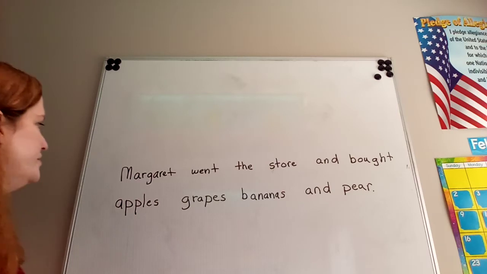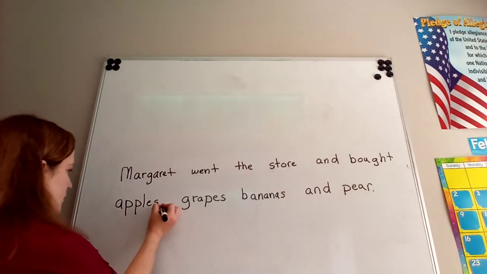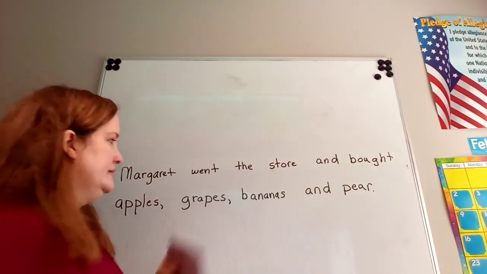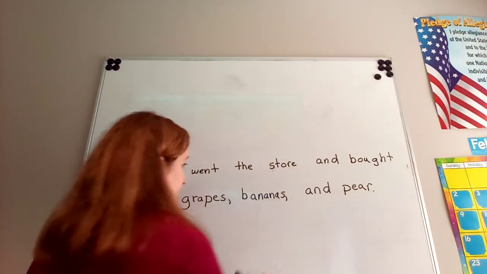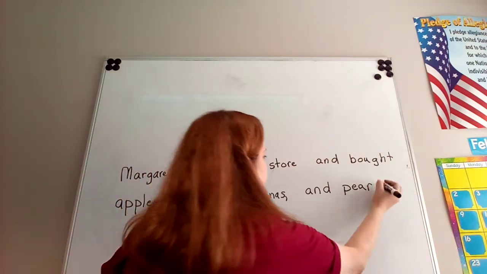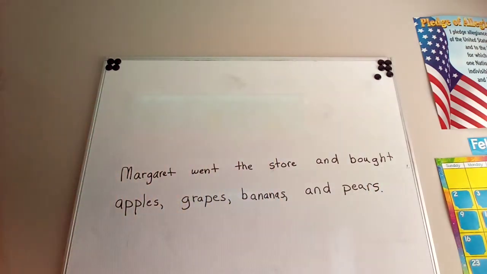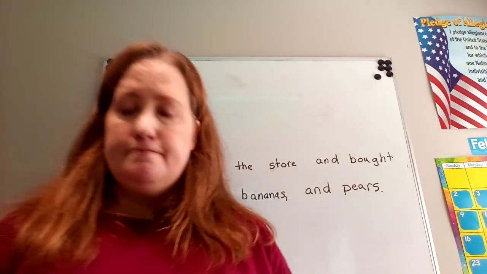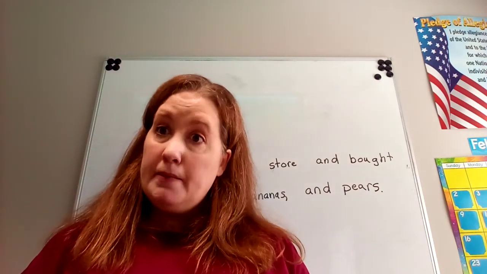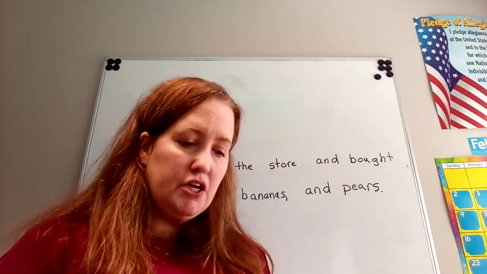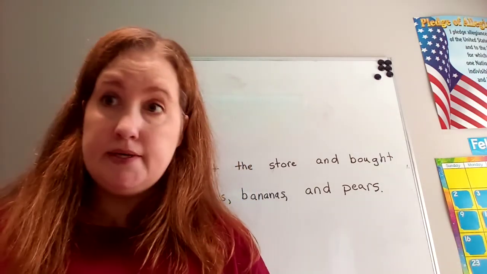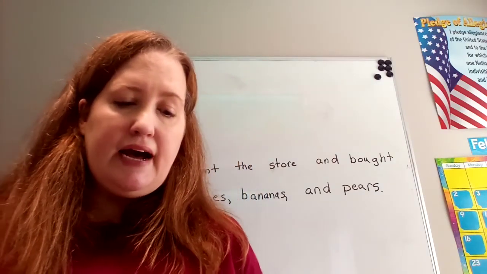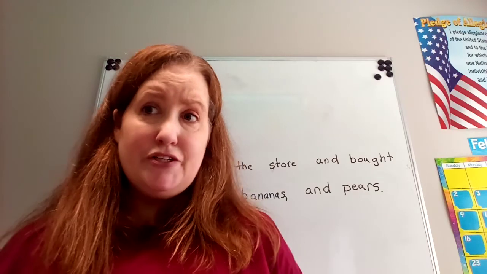Margaret went to the store and bought apples, comma, grapes, comma, bananas, comma, and pears. Oh, we need to put an S on that, and pears. And that is how you separate things in a sentence by using a comma. Another rule of commas is you use commas to separate items in dates and addresses.